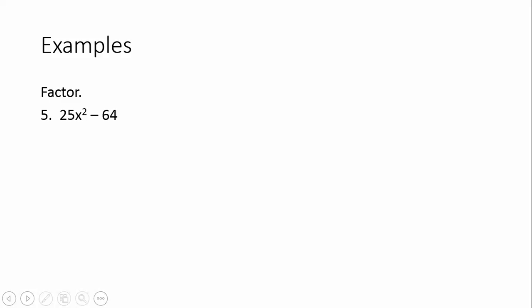Again, we have a difference of squares. 25 and 64 are perfect squares. We have no middle term, and it is a difference. It's subtraction. So it's 5x plus 8 and 5x minus 8.